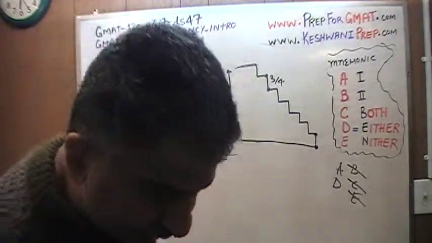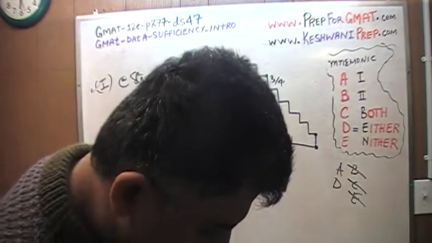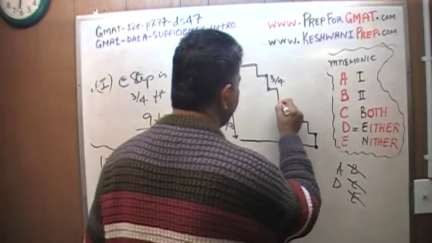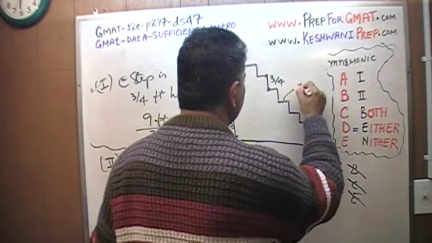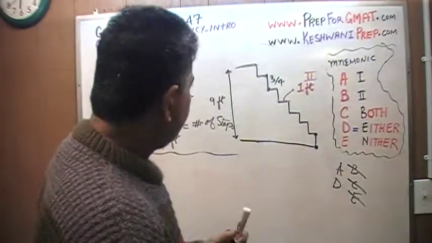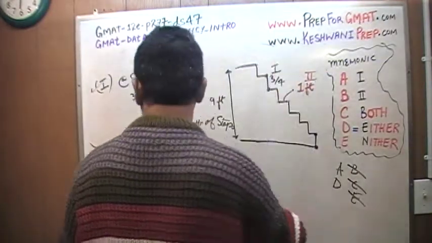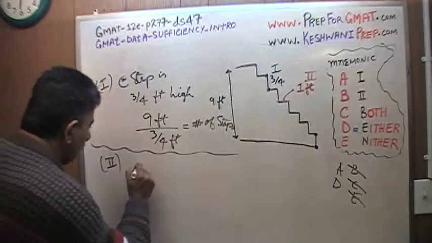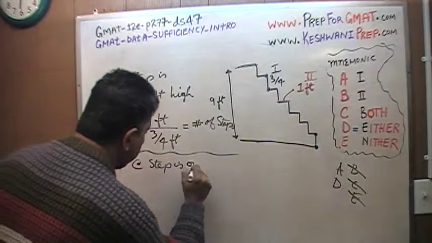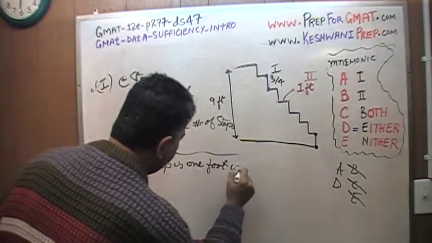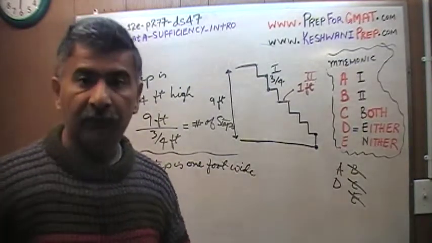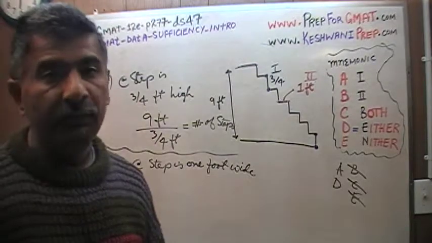In the second statement, they tell us that it is 1 foot wide. They tell us that the distance from here to here is 1 foot. This is the second statement. That was the first statement. Each step is 1 foot wide. Well, that's nice to know. It does warm the cockles of my heart, but it really doesn't do us any good.